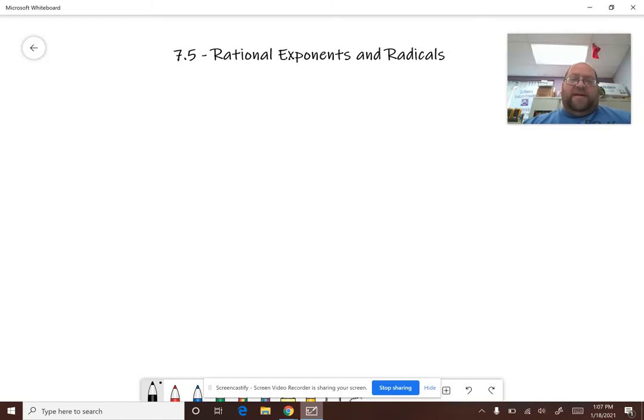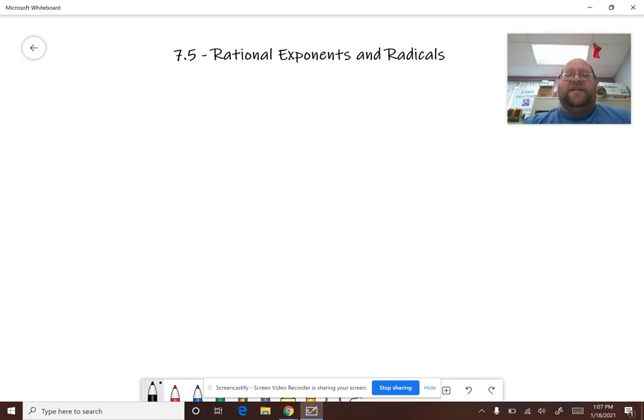All right, guys, we're going to be talking about 7.5 rational exponents and radicals. This is kind of a follow up to what we did yesterday. It is actually the last section in this chapter, but it does bring in some new information. I want to really go through this with you and make sure that you have an understanding of what we're doing.